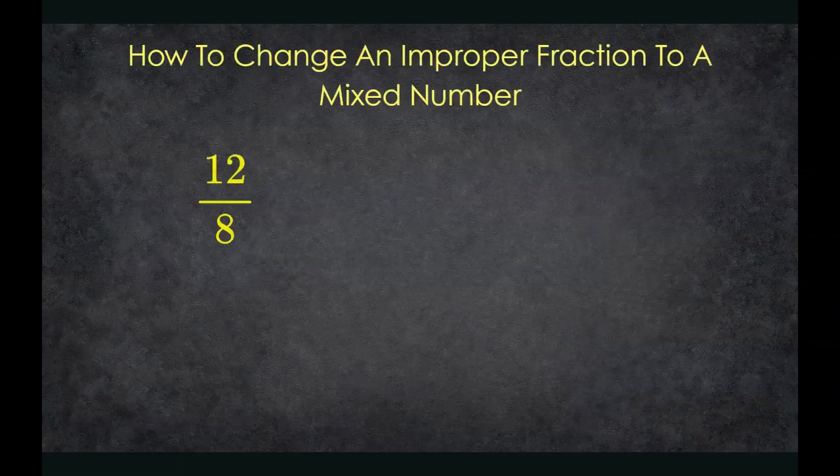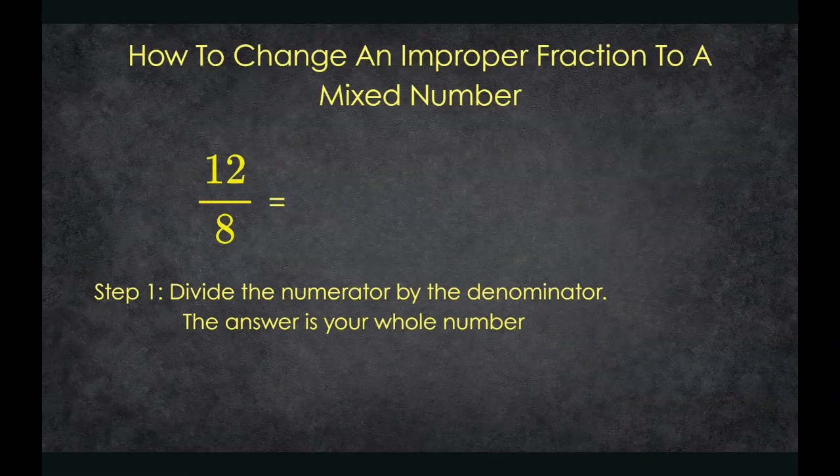So we've got 12/8 as our example, okay? The first step I want to do is divide the numerator by the denominator. The answer to that question is going to be my whole number when I'm making a mixed number. So I want to think to myself, how many times can 8 go into 12? Well, I know 8 can go into 12 one time. That 1 becomes my whole number. When I multiply that out, 8 times 1, I get 8.